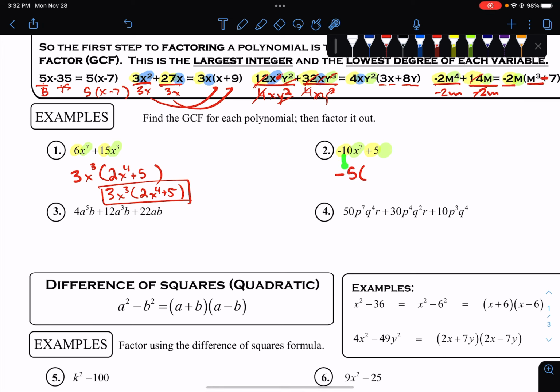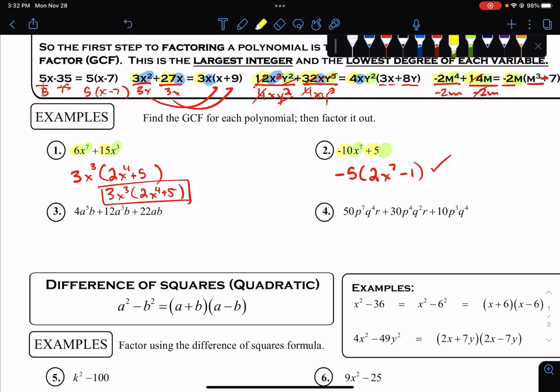So negative 10 divided by negative 5 is positive 2. X to the 7th, I'm not taking any of the x's out, so that's just left x to the 7th. 5 divided by a negative 5, I'm not minusing, I'm doing 5 divided by negative 5 is negative 1. So my answer would be negative 5 multiplied by 2x to the 7th minus 1.